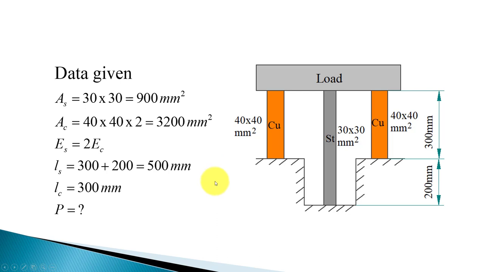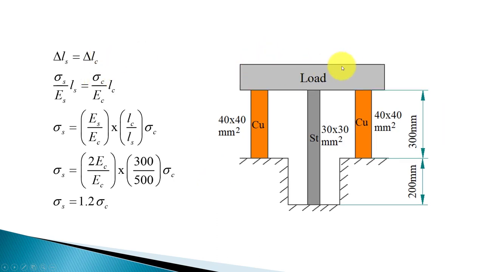Now let us work out. We assume that the load is placed in such a way that all the bars are getting compressed equally. So that means the load is remaining in the horizontal position. So each bar will deform equally and the reduction in length in each bar will be equal. So you can write delta LS is equal to delta LC. That is, reduction in length in steel is equal to reduction in length in copper.